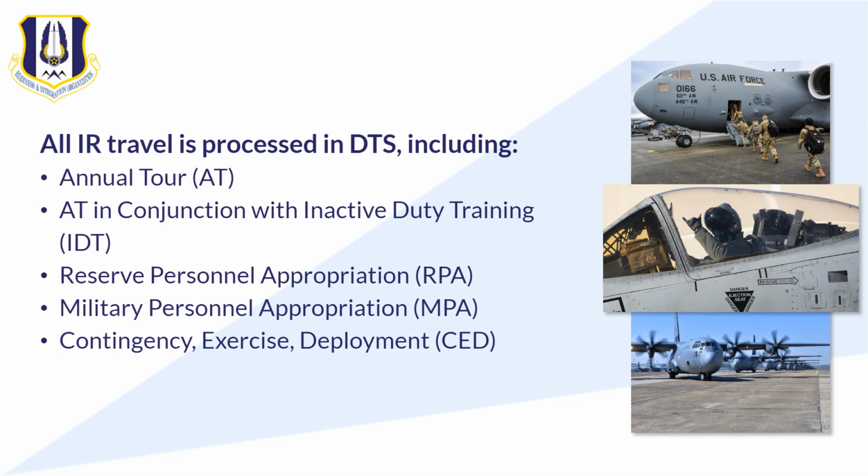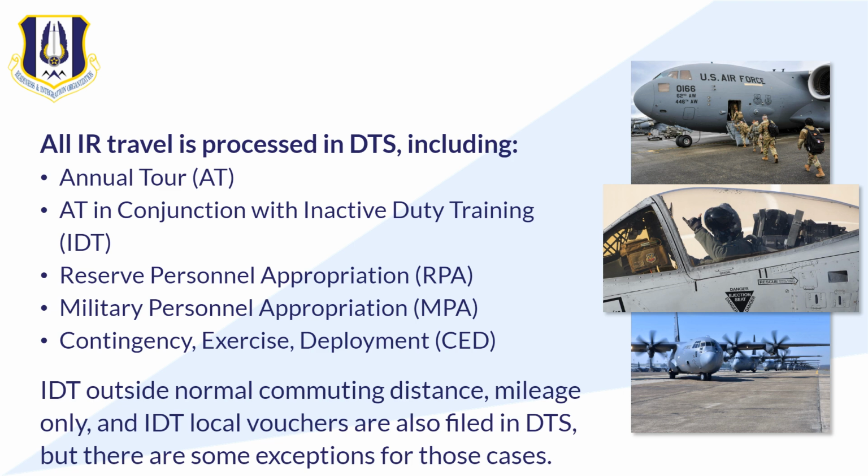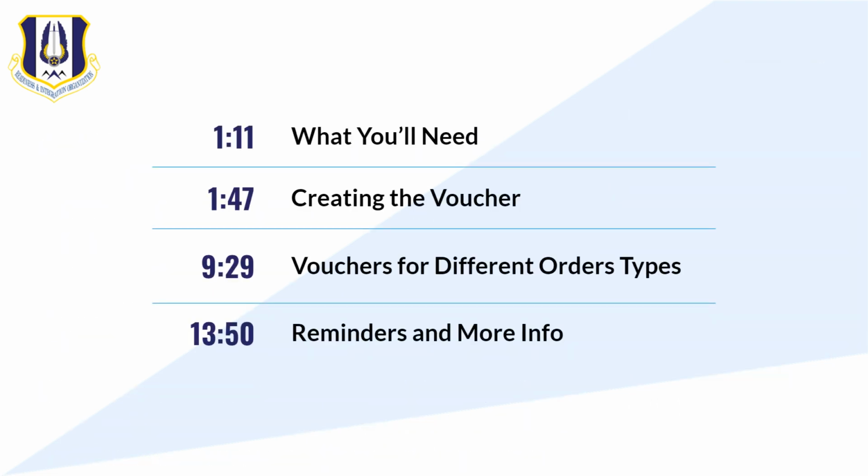All travel, including AT in conjunction with IDT, RPA, MPA, and CED orders, are processed through DTS. IDT outside normal commuting distance, mileage only, and IDT local vouchers are also filed in DTS, but there are some unique instructions for those cases. We'll review those in this video too. This video covers what you will need to submit a voucher, creating a voucher, voucher rules for different orders types, and more information and resources.